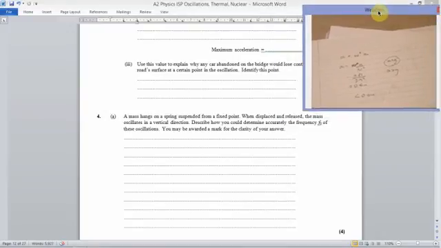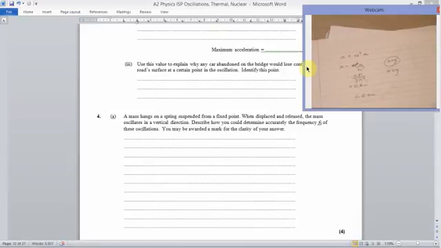Right, a mass hangs on a spring suspended from a fixed point. When displaced and released, the mass oscillates in the vertical direction. Describe how you can determine accurately the frequency f0 of these oscillations. You may be awarded a mark for the clarity of your answer. Okay, so it's pretty straightforward. You first need to figure out the time period and do 1 over the time period to figure out your frequency. But you need to start listing the apparatus.